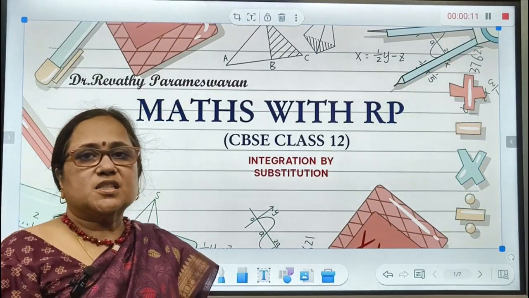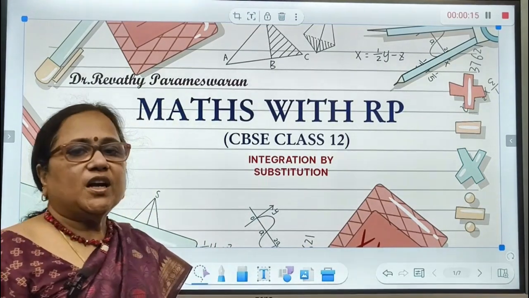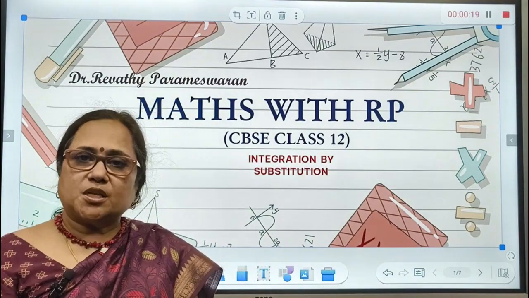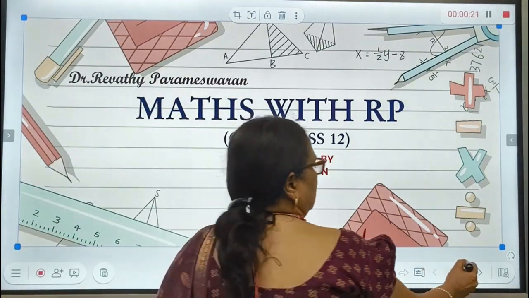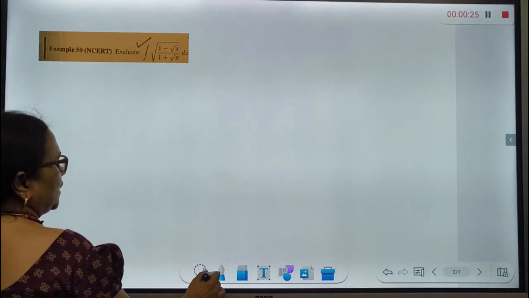We have been discussing problems based on integration. Today we will continue to solve problems involving integration by substitution. So let us look at the first problem.